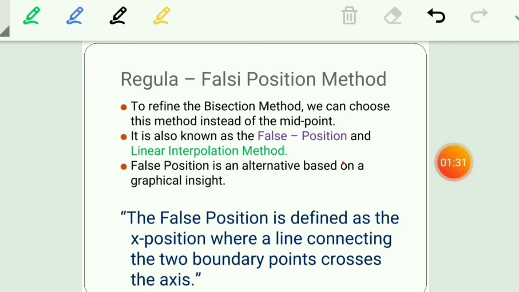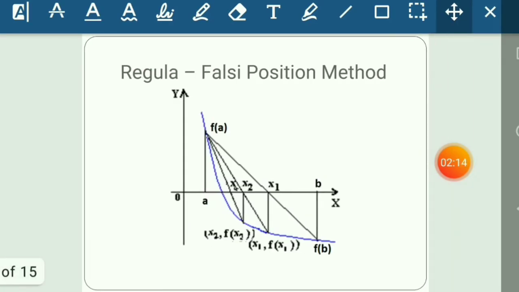Okay. So what is the definition of this regular false position method, or how can we state this method? It is given here that the false position is defined as the x position where a line connecting the two boundary points crosses the axis. Which axis? The x-axis, because when the function crosses the x-axis, at that point we can say that is the root of that equation. In the last class also we have seen it. So this is the statement for this method. I think the statement is not very clear, so let's see what this actually is with the help of this graph.